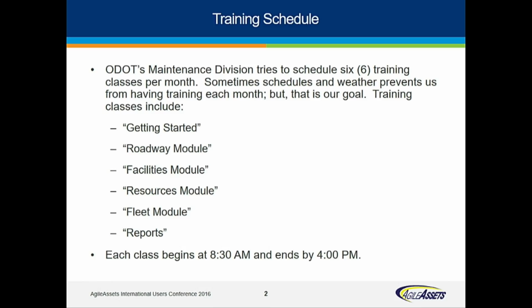Sometimes due to our scheduling with what we've got going on in the office, weather, the computer room, we don't get the 6 classes a month, but that is our goal. We have a getting started, roadway module, facilities, resource, fleet, and reports. Those are the 6 core classes we do a month. Each class begins at 8:30 and ends by 4.